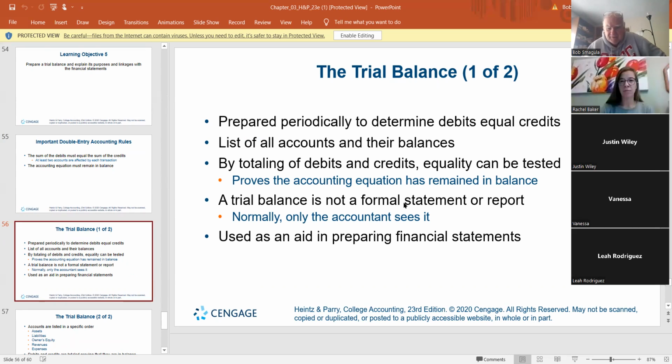And the trial balance is not a formal statement. It's a piece of scrap paper, really. Only the accounting people make use of it. It's used as an aid in preparing the financial statements, and that's an important thing to understand, okay? It's used as an aid. Nobody in the history of investing has ever come to a company and said, I want to see your trial balance. It just doesn't make any sense, okay?